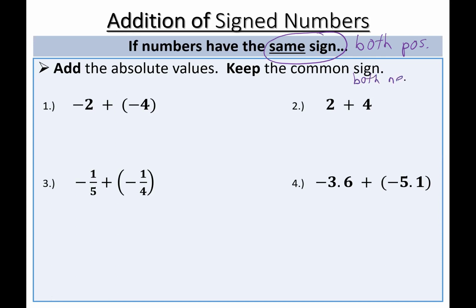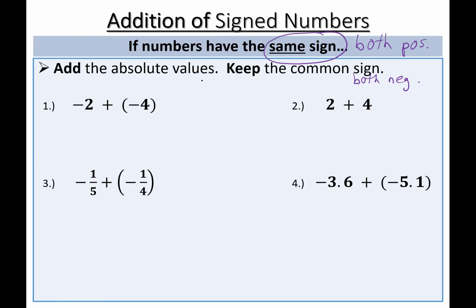That's what we're seeing in this little set here. So what we're going to do when we add numbers with the same sign is we will add the absolute values and keep the common sign. What does that mean? Okay, so adding the absolute values.